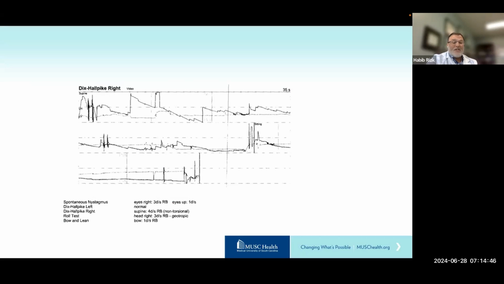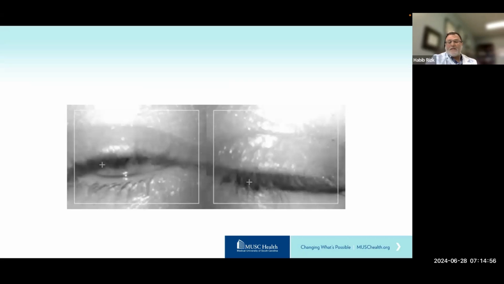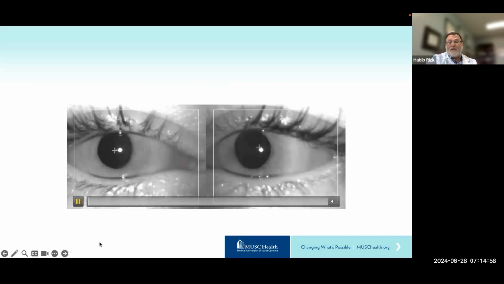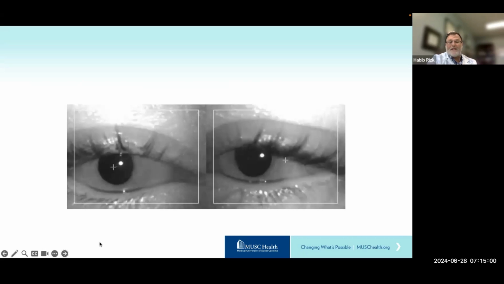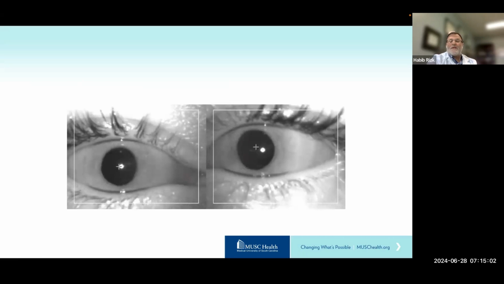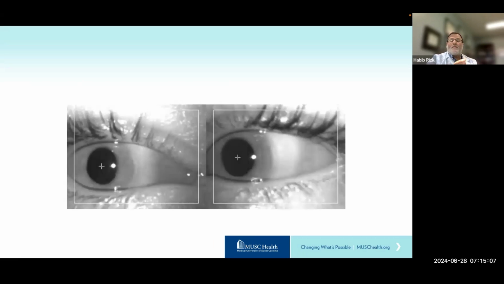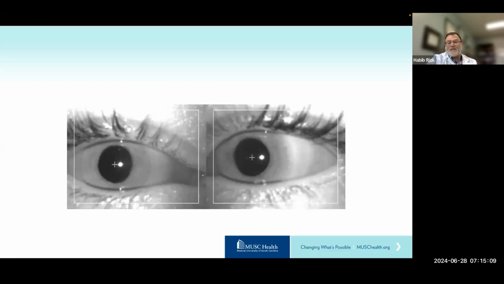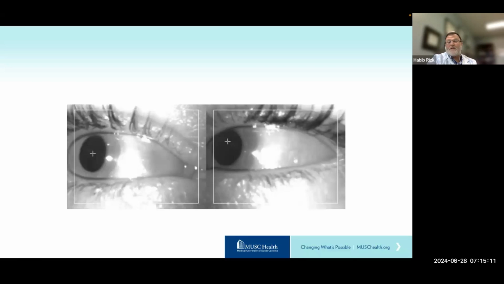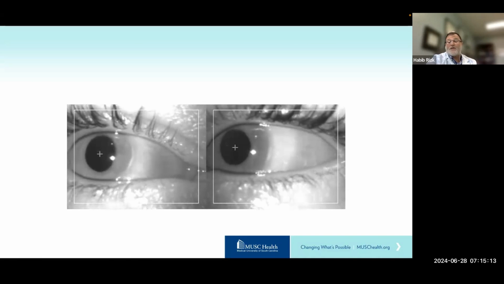And an outside VNG that she came with also showed a very small right beating nystagmus spontaneously that was slightly worse in the Dix-Hallpike on the right side. And that's how her exam looked when we leaned her on the right side. She had an initial upbeat torsional nystagmus for 2 beats, followed by a slower amplitude right beating horizontal nystagmus that continued, that didn't stop throughout the positional testing.